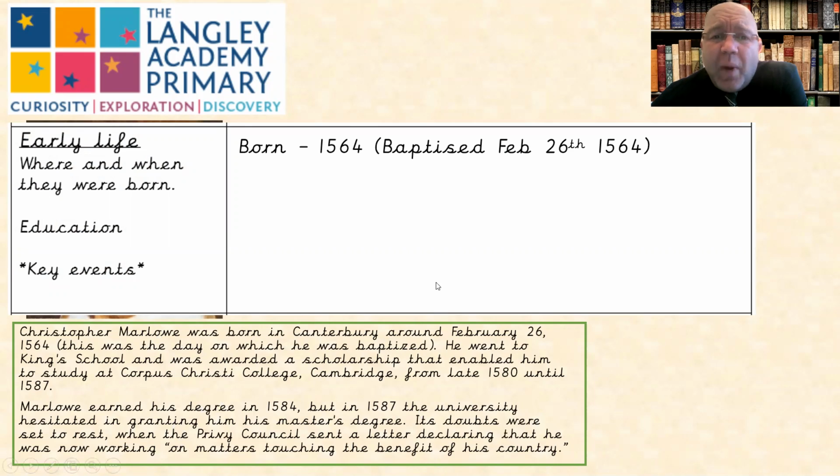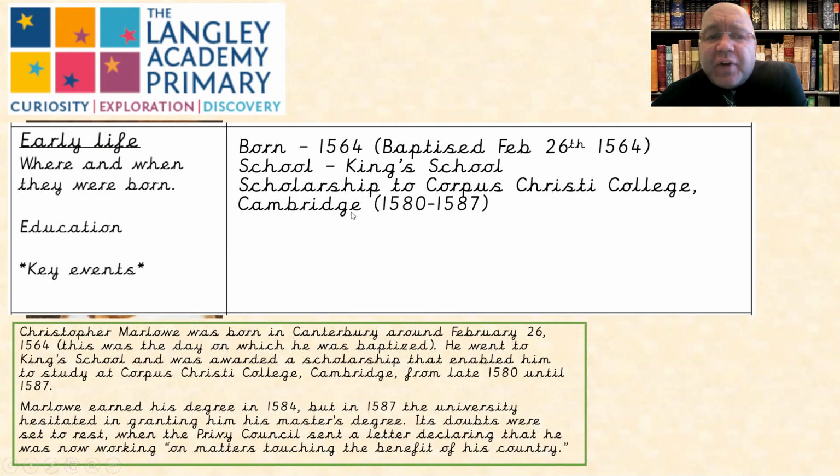Now, as we've said before, the only specific date we've got is when he was baptized. So we've got to assume that he was born just a little before that. Okay, so I'm assuming that he was born in 1564, early on, January or early February. Got to assume that he was born quite close to the time he was baptized. Okay, so we'd have needed that date. I also needed to find out which school he attended. So as a young boy, he attended King's School.